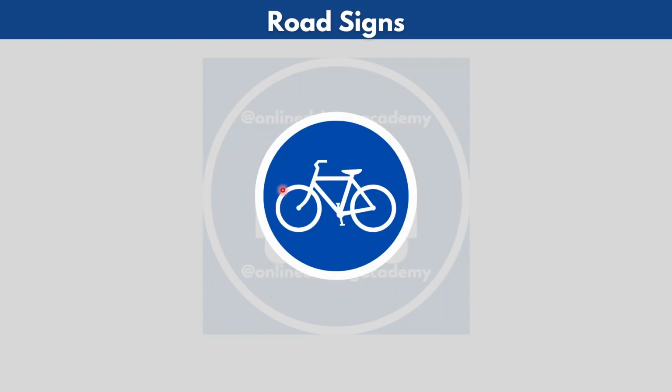So we can see a blue background, a circle sign with a white border, and we can see the outline of a bicycle within the sign. And because it has a blue background with a white border, it is actually indicating that only bicycles may travel here. So only bicycles may travel on that specific lane.